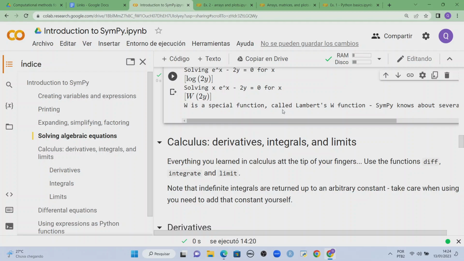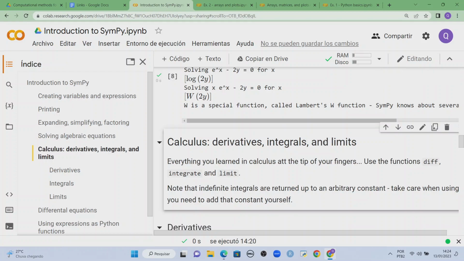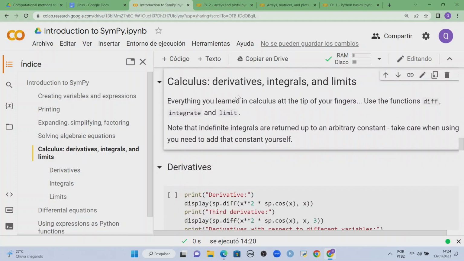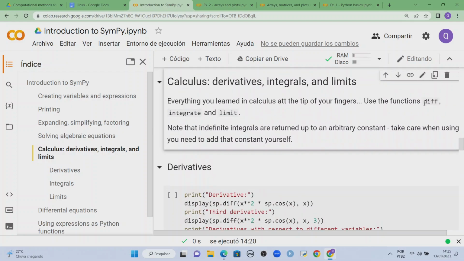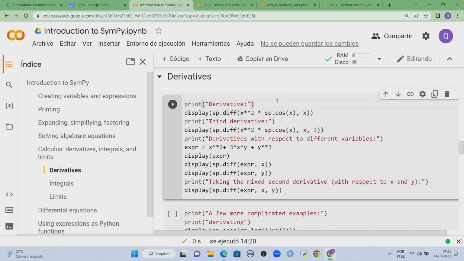Now, let's do a bit of calculus, okay? Calculus, so derivatives, integrals, and limits, okay? So these essentially are these three functions here: diff for the derivatives, integrate for integrals, and limit for limits, okay? Let me go first for derivatives.